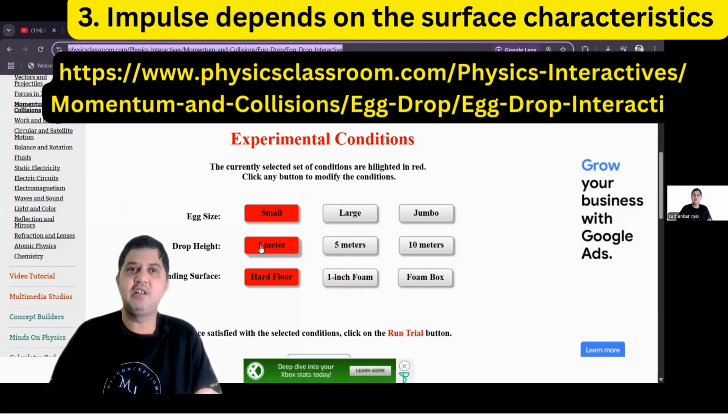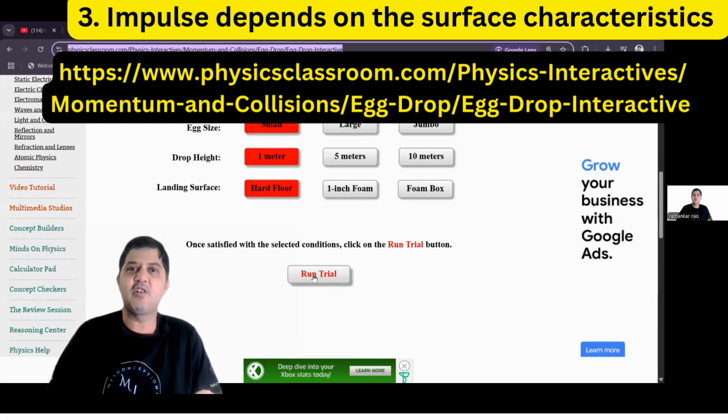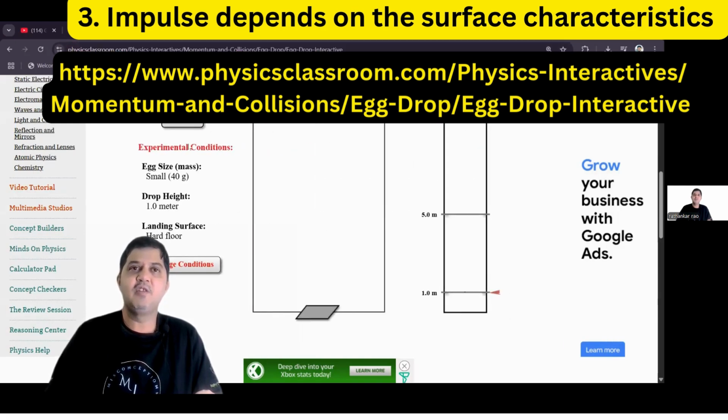The egg size is small, drop height is 1 meter, and the landing surface is a hard floor. Let me click on run trial. Okay, and let me drop the egg.